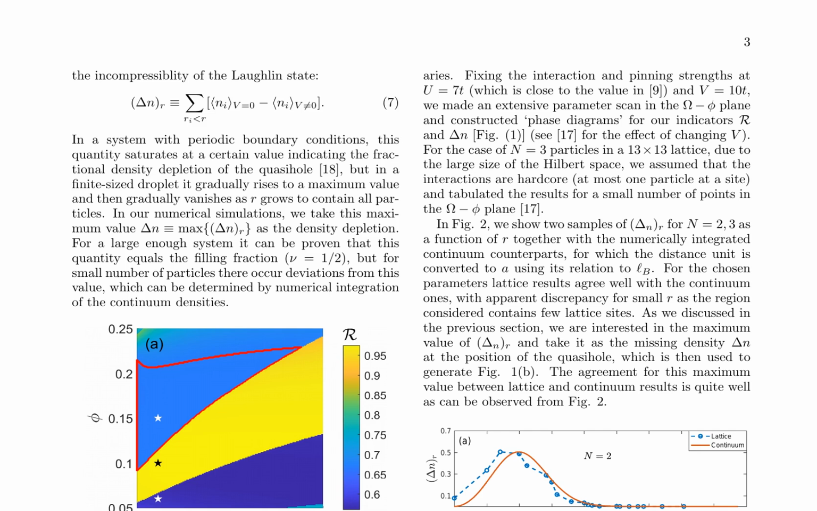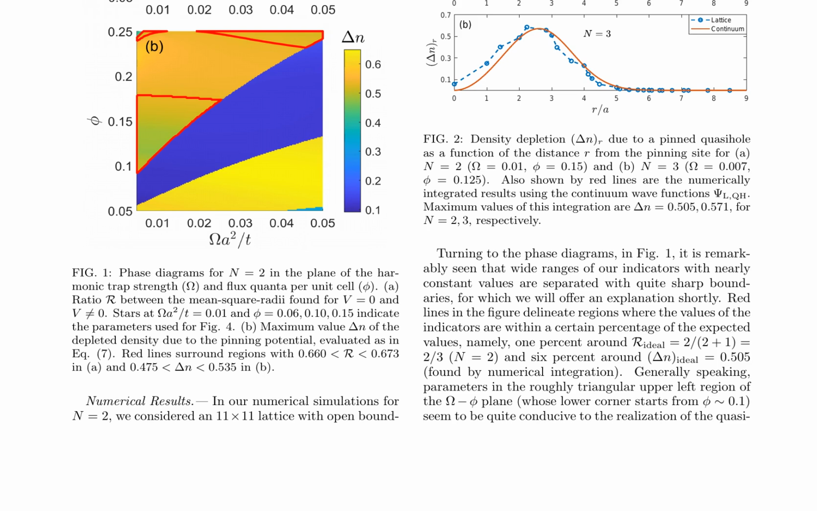To explore this phenomenon further, numerical simulations were conducted for n equals 2 and n equals 3 particles, considering different parameters in the omega-5 plane. These simulations demonstrated a good agreement between lattice and continuum results for the maximum value of increment n, validating the numerical approach. Consequently, phase diagrams were constructed, highlighting regions conducive to the realization of the quasihole state.